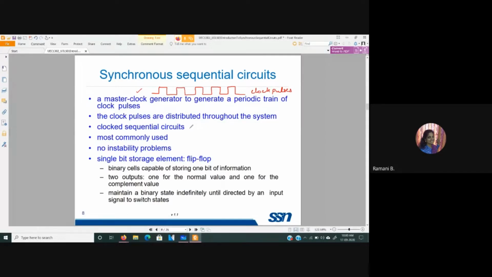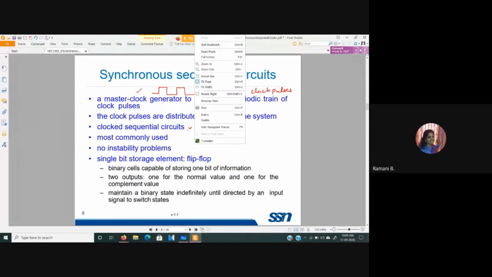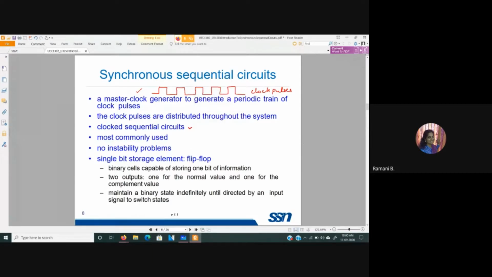So we also call this as clocked sequential circuits. Instead of naming it as synchronous sequential circuit as such, we sometimes name it as clocked sequential circuits. And in many cases, we commonly use this one because of having the synchronous operation. Owing to this synchronous thing, there is no instability problems. We will see that one by one, why we don't have any instability problem with respect to this synchronous sequential circuit.